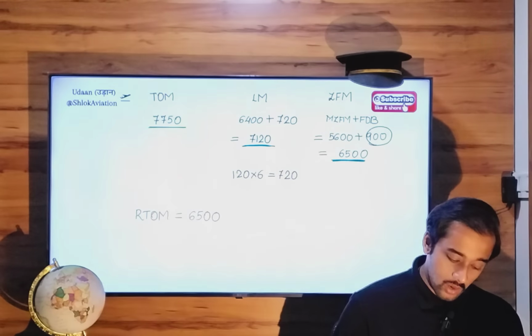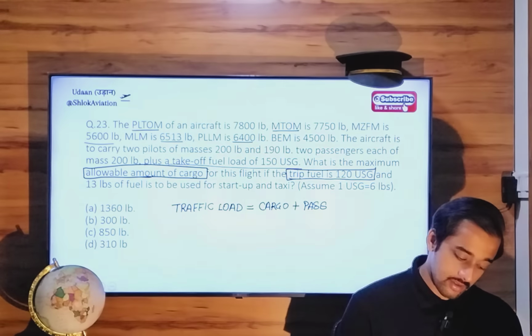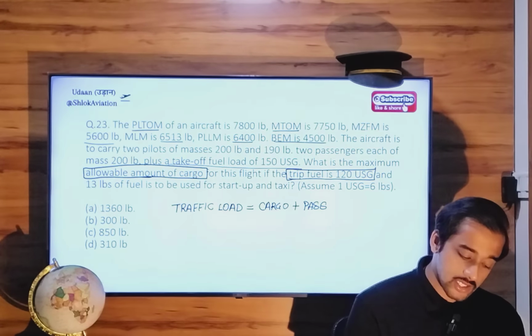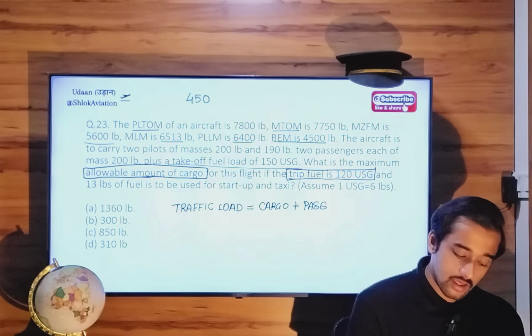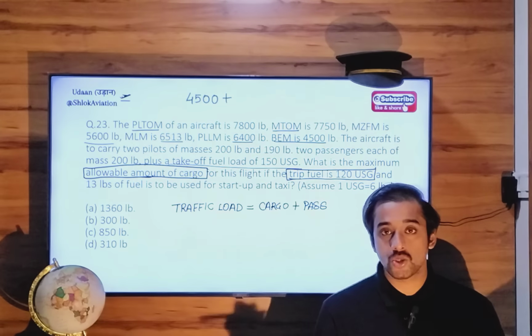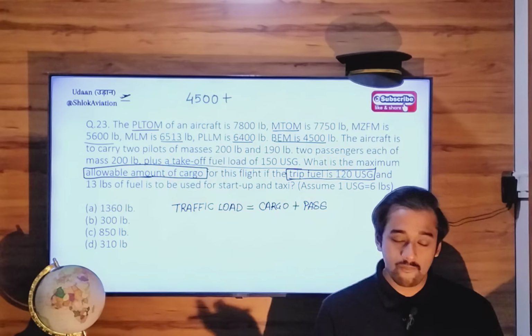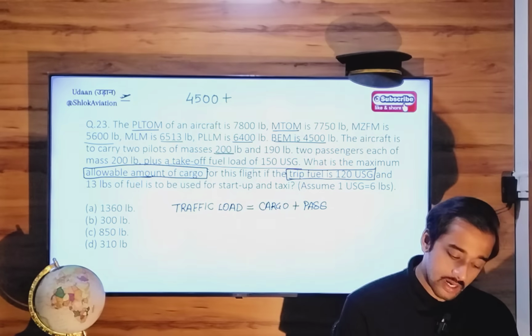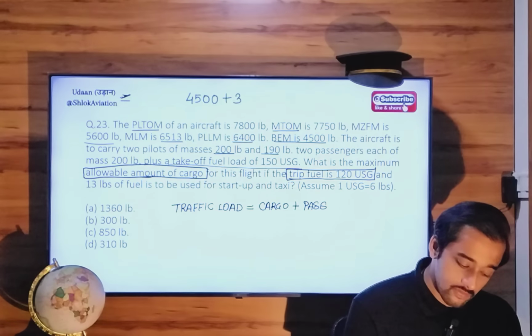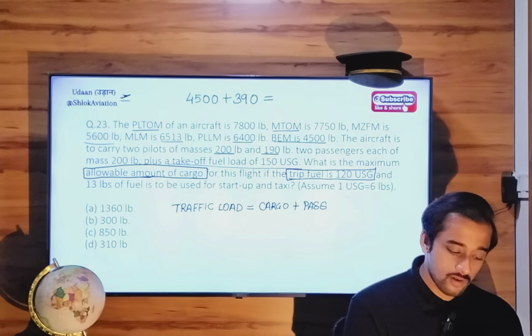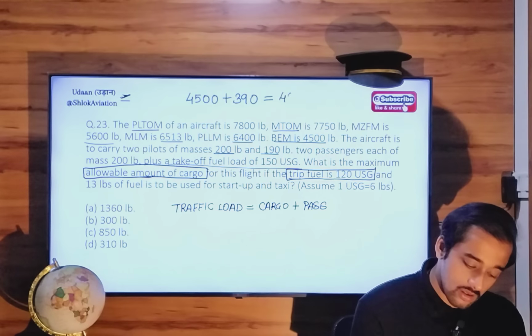DOM. Now again, DOM is not given to you directly. They have given you basic empty mass 4500. You have to add variable loads to basic empty mass in order to get DOM. So that is equal to 200 plus 190, 390. So 4500 plus 390 is 4890.